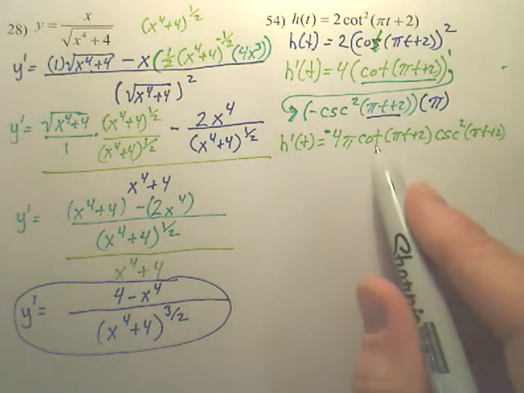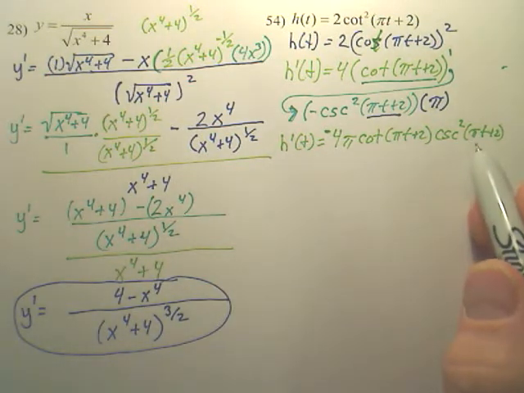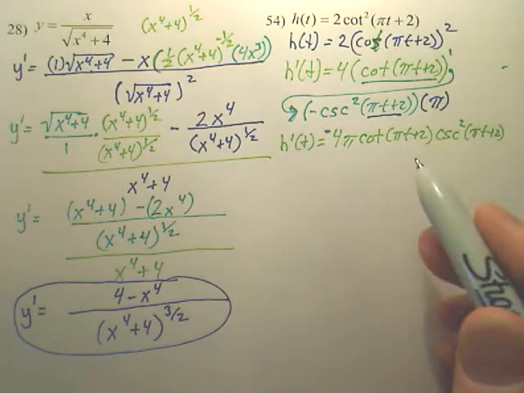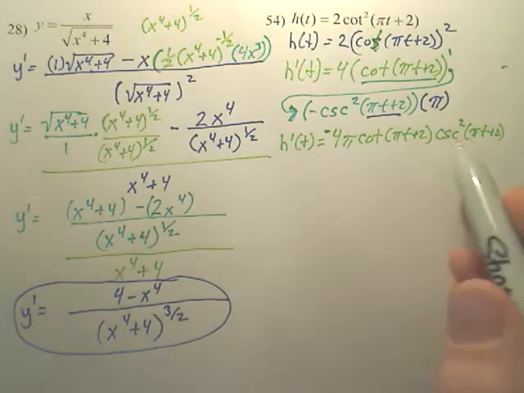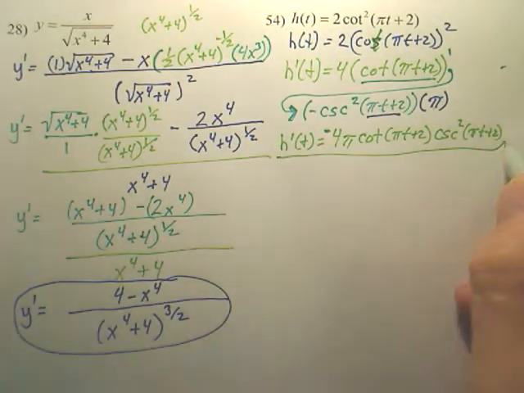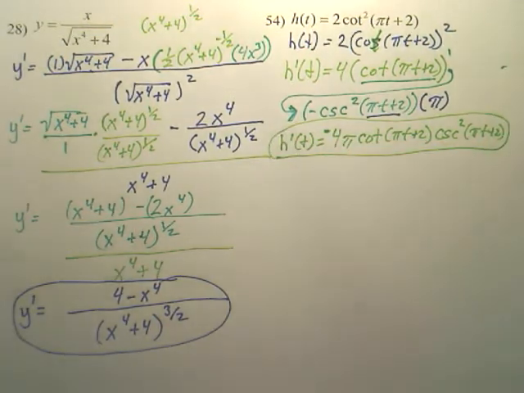Looks like it. Now, could we mess with cotangent and cosecant and probably combine those in some other way, maybe simplify? Probably. I'm going to leave it like this. I like this one. That looks good to me.